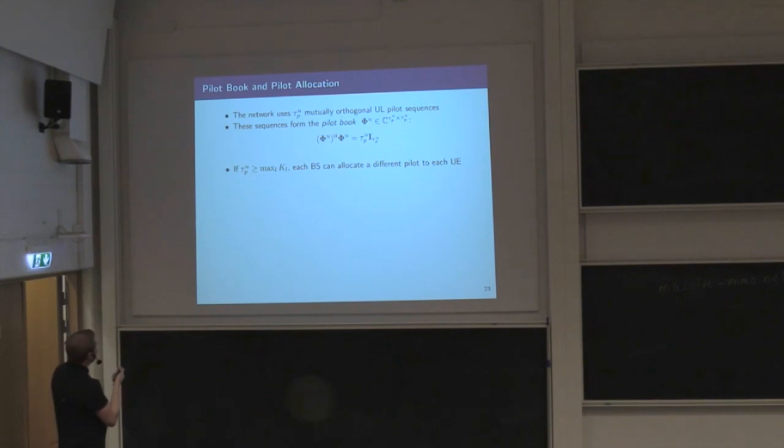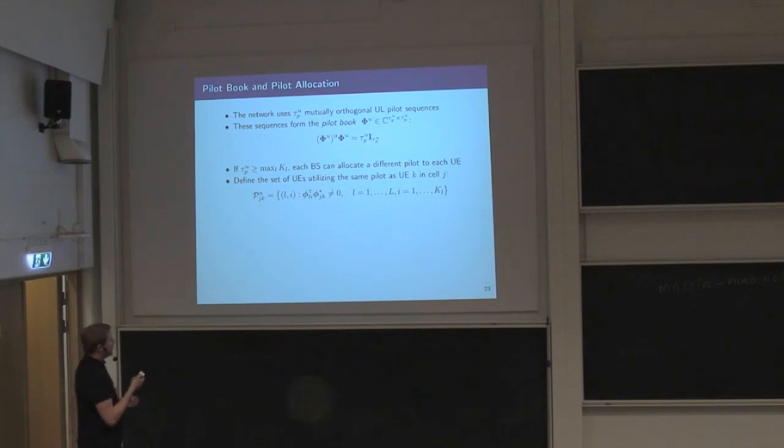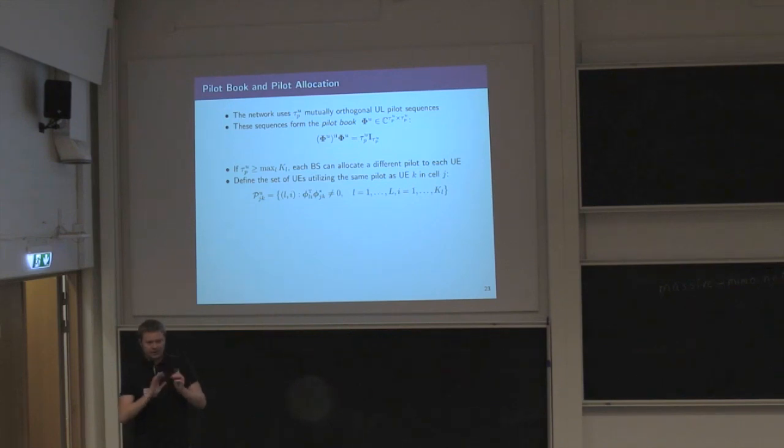Now, if tau_pu is greater or equal to the maximum of the number of users that I have in any of my cells, I can at least make sure that within each cell my users are using different pilot sequences. And I can create some manner, we will look briefly at that later, where I take my pilot sequences and assign them to different users. First, I design them within my cell so that they have different pilots, and then I can think about how to do this between cells. And Eric was describing some different pilot reuse patterns earlier today. We'll come back to that as well.